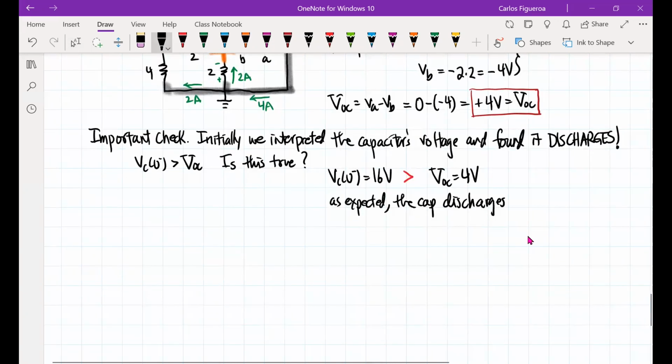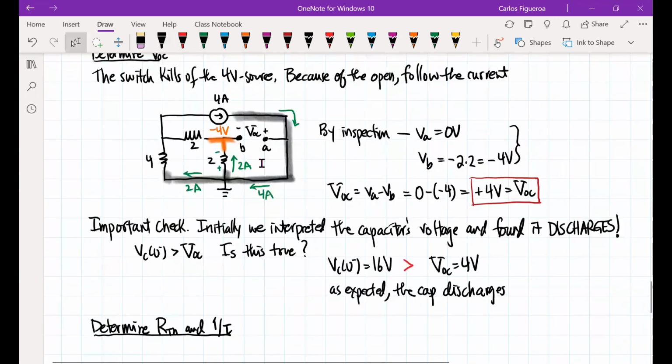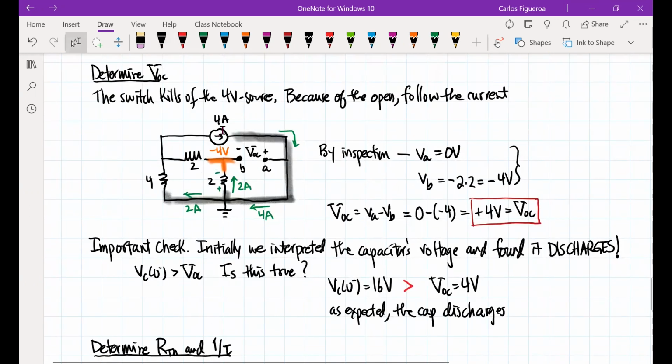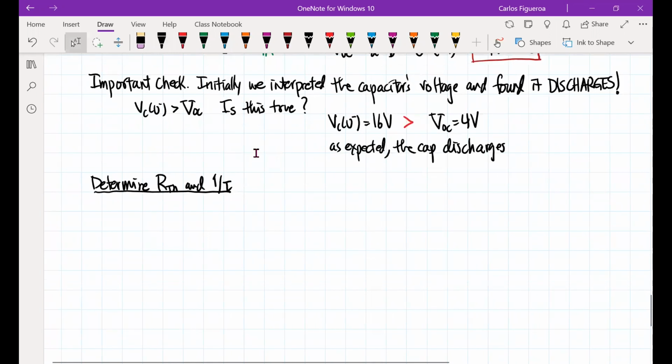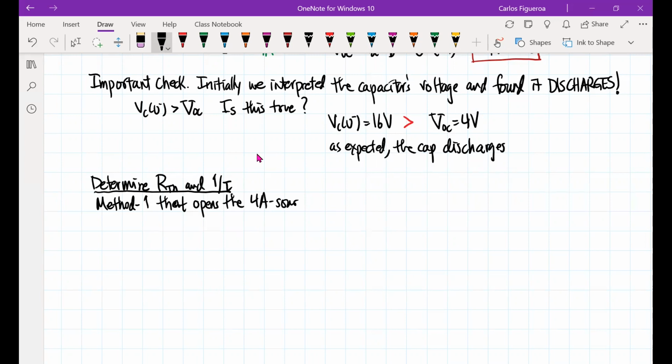Now what I want to do is determine RTH and 1 over tau. So I'm going to use method 1. Remember, I still have the circuit from over here. What I have to do is open the 4 amp source. That opens the 4 amp source. So if I look at this, here's my circuit then.